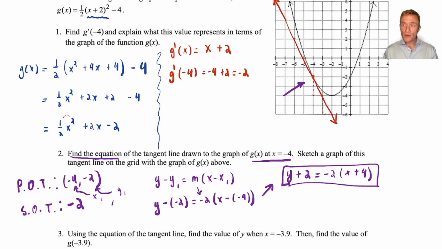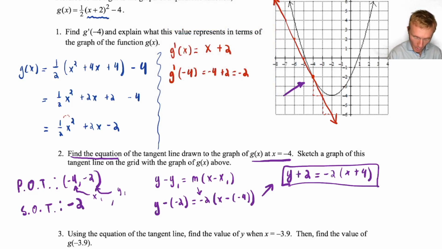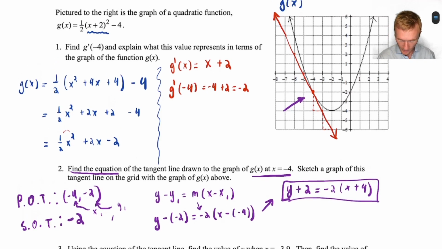Using the equation of the tangent line, using this purple equation, which again matches the red line, find the value of y when x equals negative 3.9. Then find the actual value at negative 3.9. I'm going to show you what this is getting at.